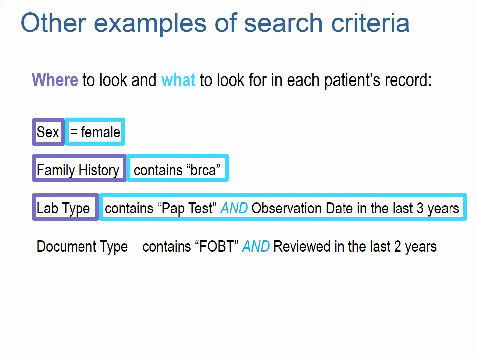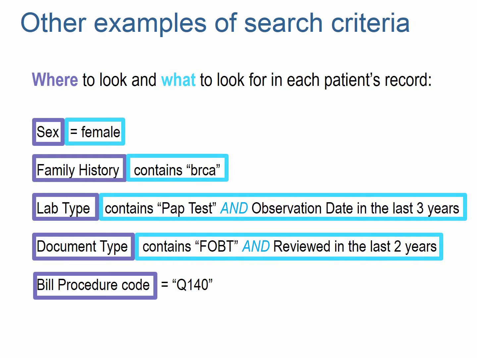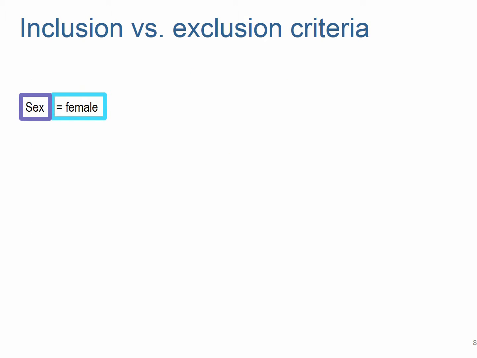This is telling you what data you wish to include in your search results. In the first line, we will only include patients whose sex is defined as female. In the third line, we are only including patients who have a record of a Pap test in the last 3 years.